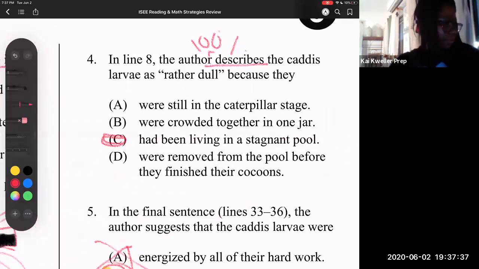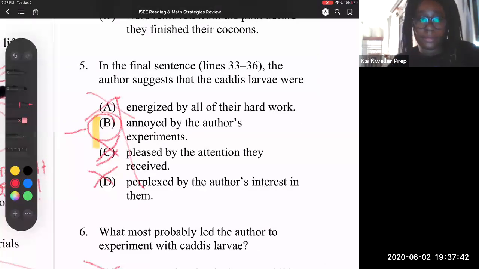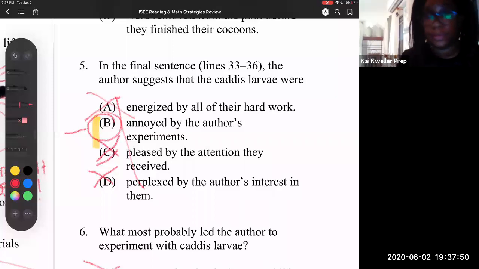5. The final sentence, line 33-36. And Kai, remind us, do we only read 33-36? No, you have to look a little bit before and a little bit after to make sure you're not missing anything. Very good. You see where it says the author suggests?